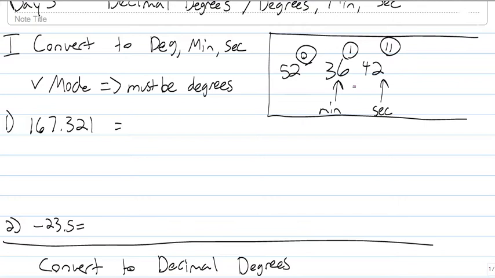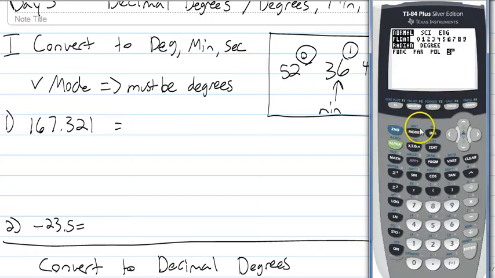So to convert to degrees, minutes, seconds, you want to check your mode. You must be in degree mode. So let's do that first. There's the calculator, and sure enough my calculator is not in degree mode. It's in radians, so I have to fix that. And then I'm going to hit second mode to get out of there. And that's all we have to check.